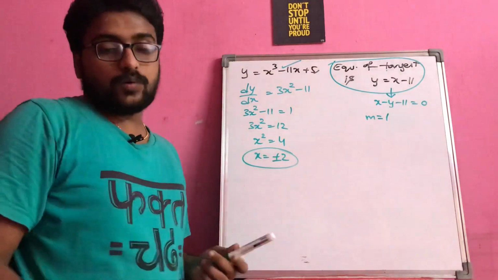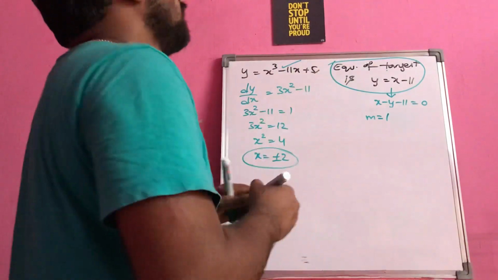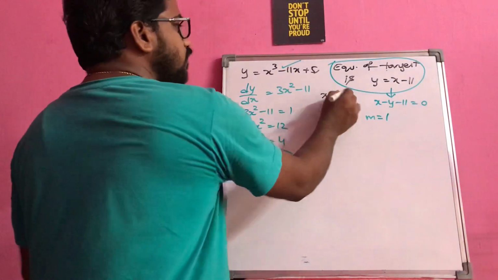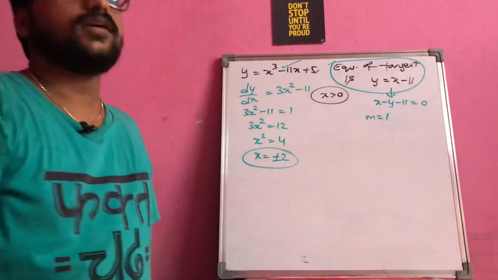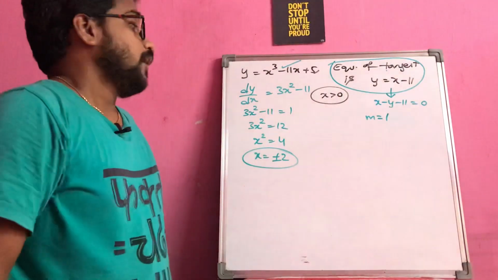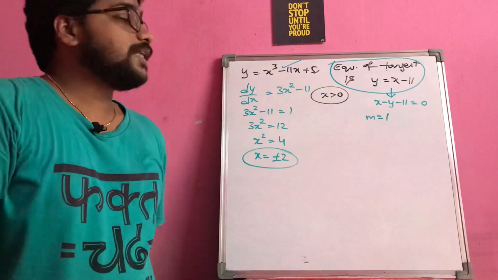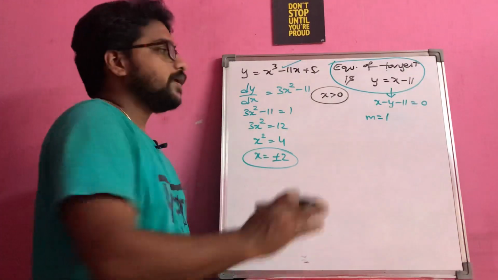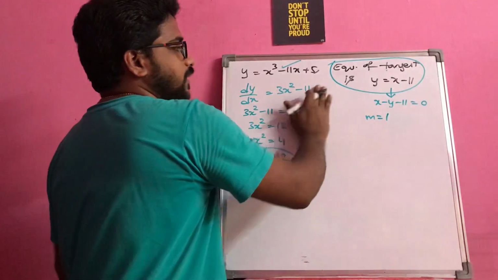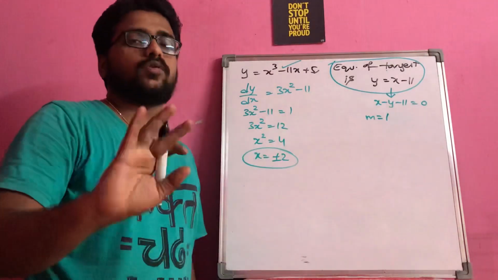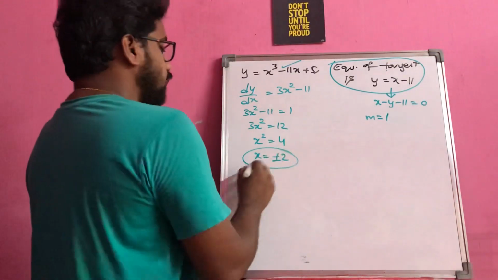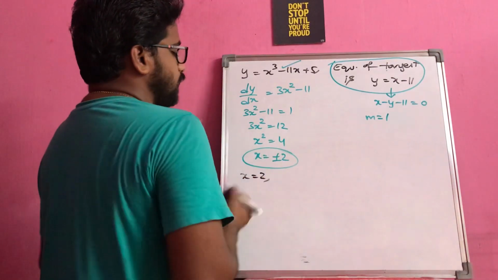Sometimes in the question itself they will mention something like x greater than 0. For example, if I mention this condition x greater than 0, then when they said x is greater than 0, you can skip the negative value. But in this question they didn't mention anything like x greater than 0, so you are not supposed to skip any particular value. So x is equal to plus or minus 2.